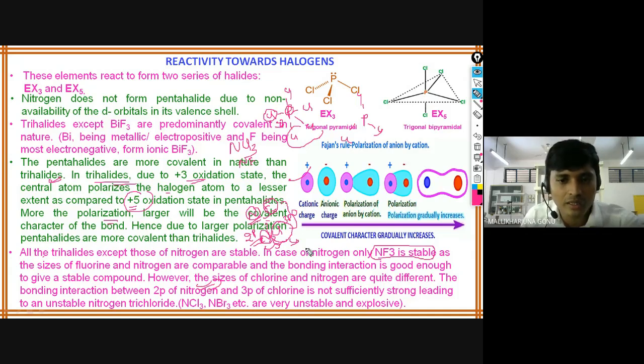So these are all the points, just go through them. That is the reason this is used: NCl3 and NBr3 are very unstable and explosive, and in bomb preparation these types of compounds can be used.